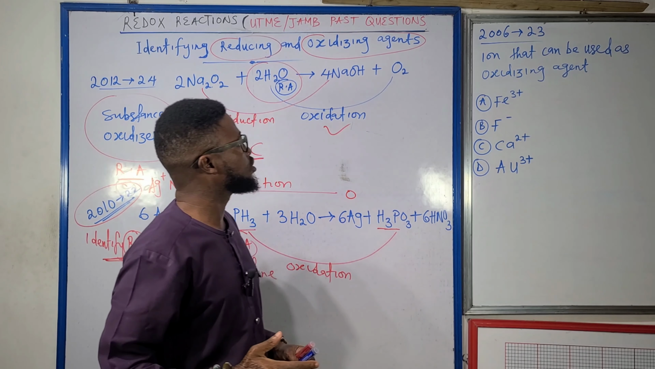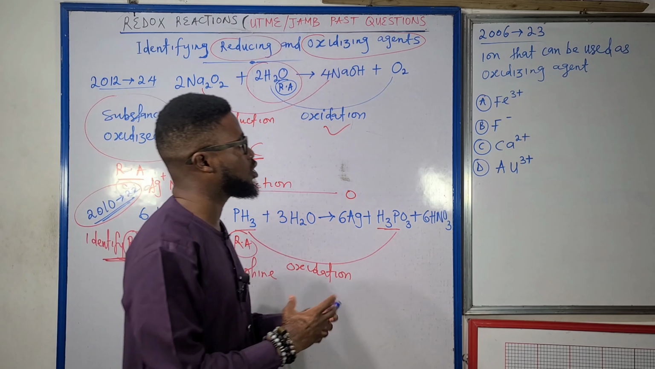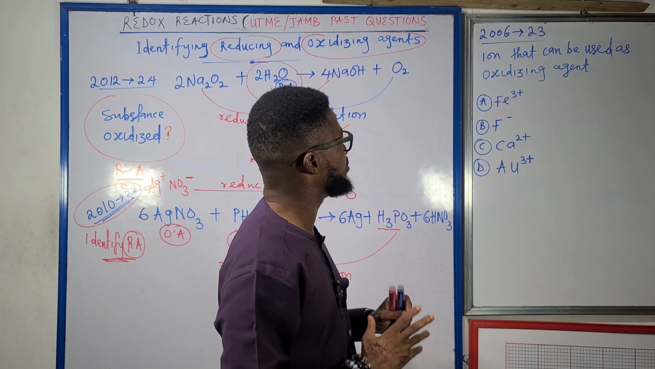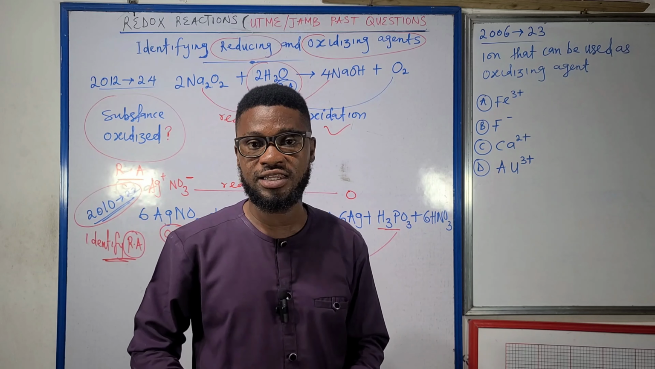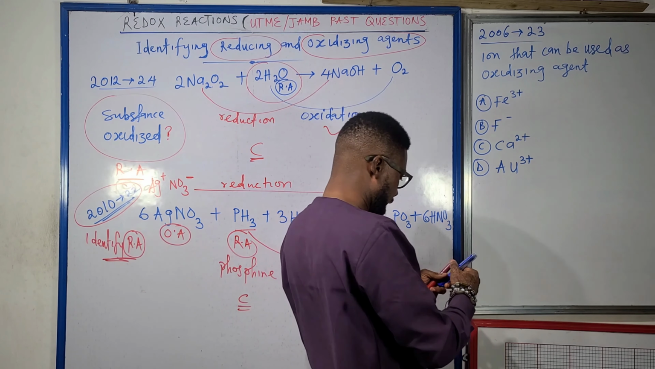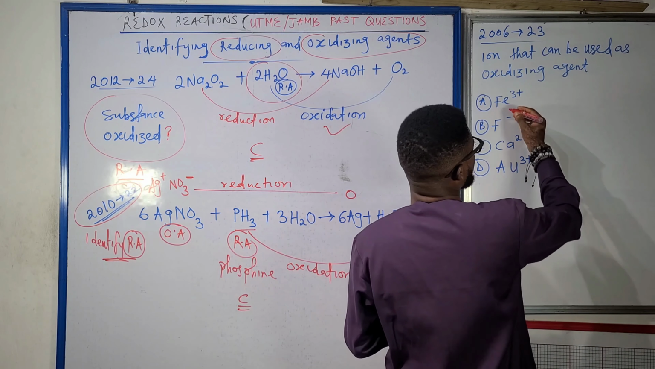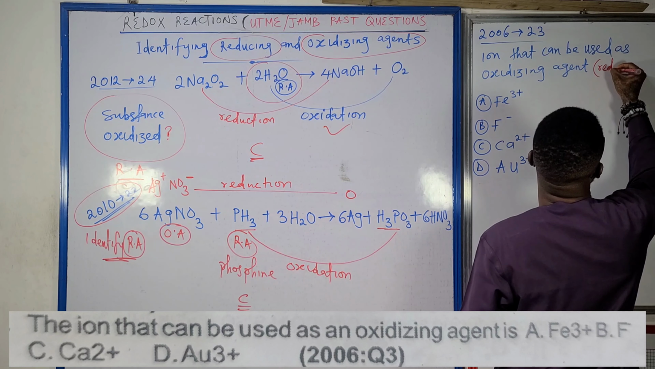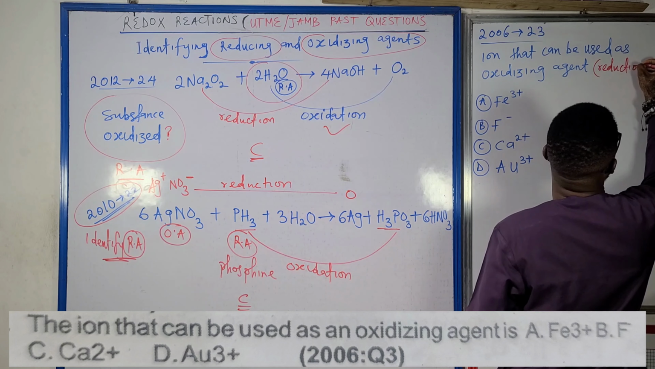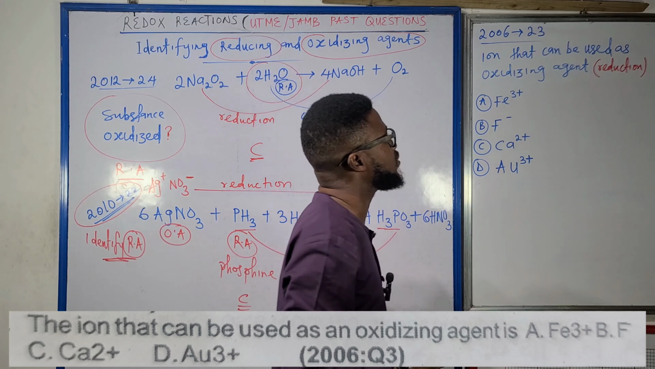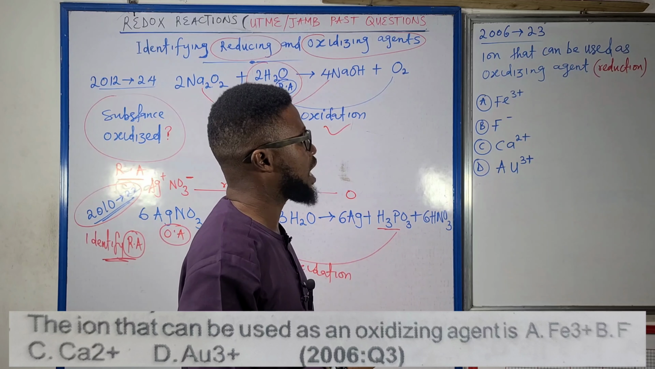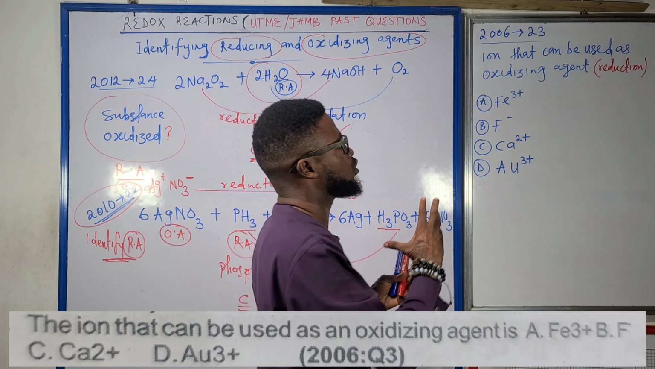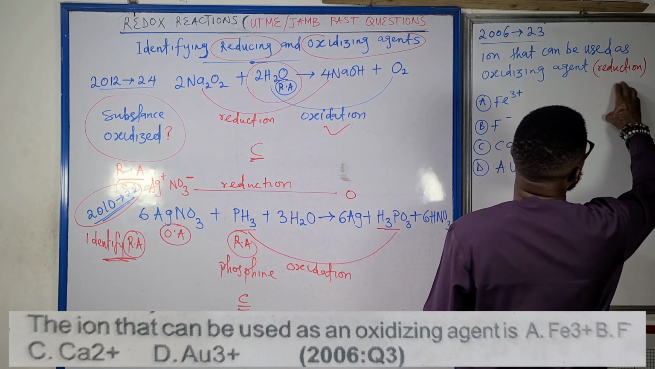The next question is 2006 question 23. The question says, which of these ions can be used as an oxidizing agent? When you talk about oxidizing agent, you expect the oxidizing agent to undergo reduction, opposite but complementary process. So it says, which of these ions can be used as an oxidizing agent? For something to be an oxidizing agent, that's for something to undergo reduction.